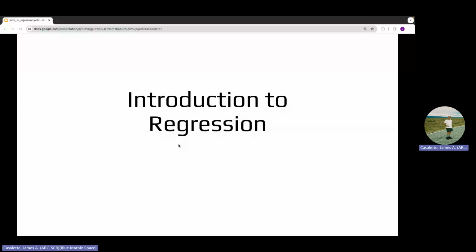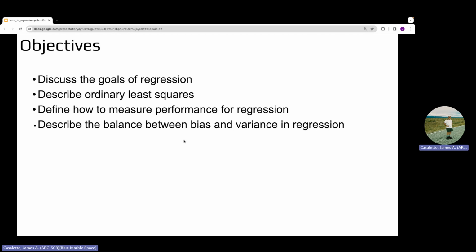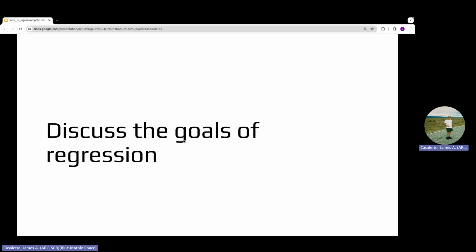Welcome to the lesson Introduction to Regression, in which we will discuss the regression model, a member in the family of machine learning supervised algorithms. The objectives of this module are to discuss the goals of regression, describe ordinary least squares, define how to measure performance for regression, and to describe the balance between bias and variance in regression.